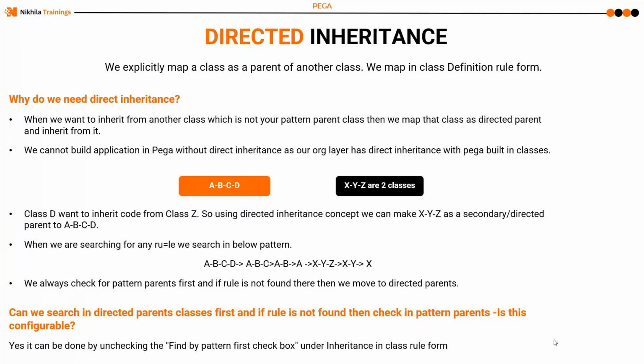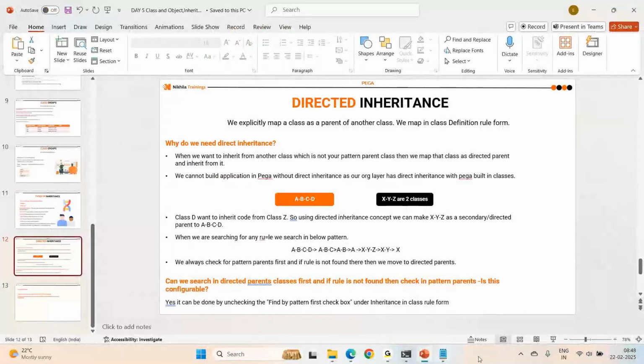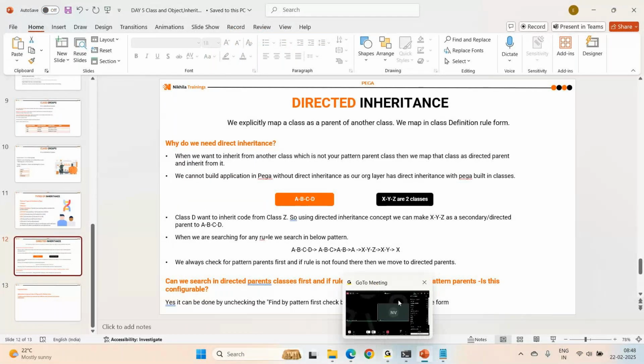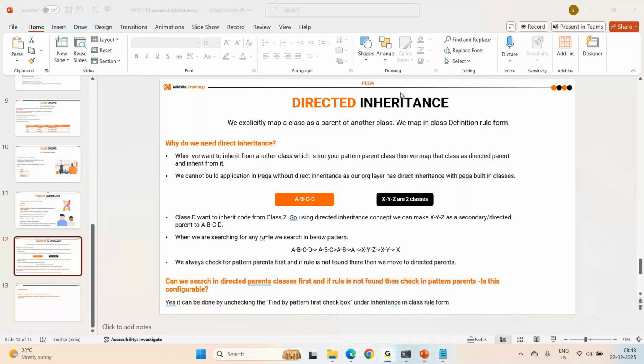Can we build a project in Pega without directed inheritance? Not possible. Your project is built on Pega's OOTB classes. You cannot inherit from Pega's OOTB classes without having directed inheritance. So it's not possible. Any questions on inheritance before we move to the types of different classes, OOTB classes and all?